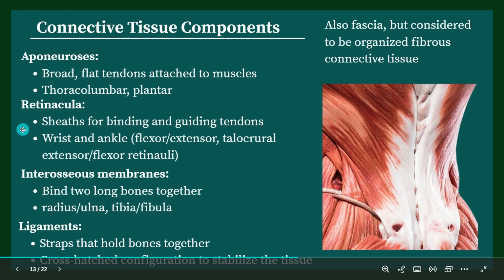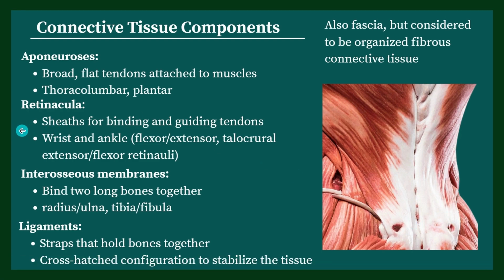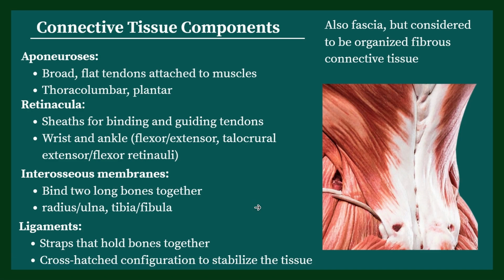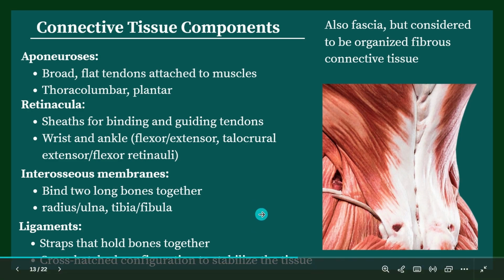Then we have retinacula, which are the sheaths for binding and guiding tendons. We have those in our wrist and our ankle. So wrapping around the flexors and extensors, and also in the ankles. Interosseous membranes, those are binding the two long bones together, like the radius and ulna and the tibia and fibula. And then we have the ligaments, which are the straps that hold the bones together. These have a cross-hatched configuration to stabilize the tissue.